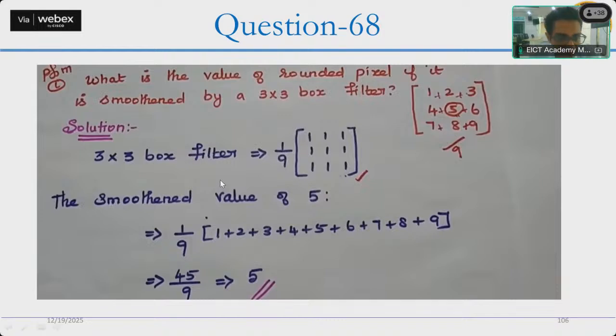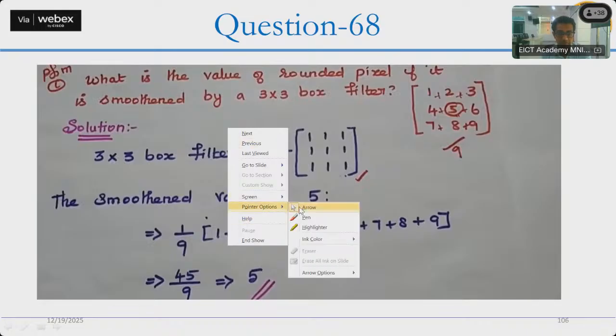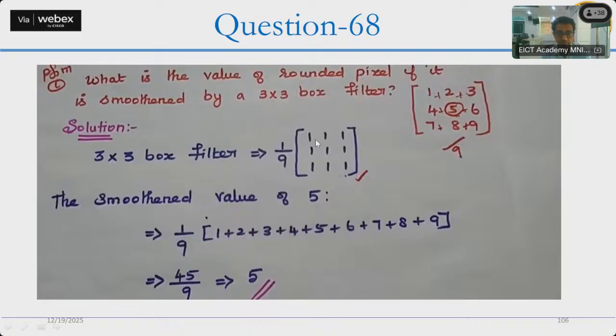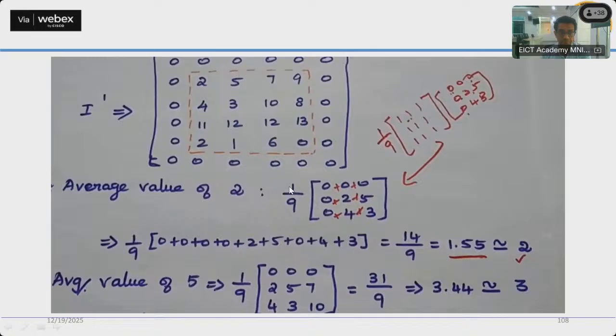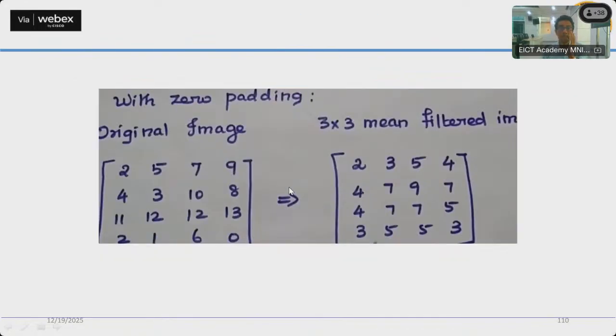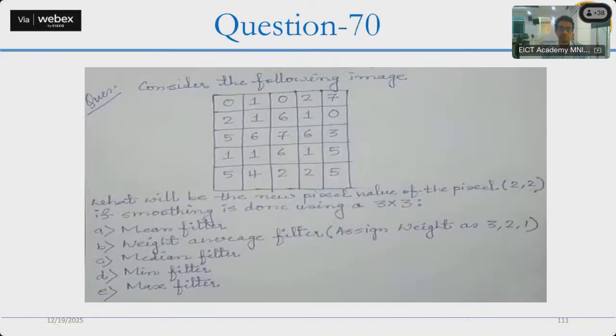What is the value of the rounded pixel if it is smoothed by a 3 by 3 box filter? So what is the case here? It is simple. We'll put the value in such a way that when you are saying rounded pixel, if it is smoothed by this one, then this is the calculated mean filter, weighted average filter.